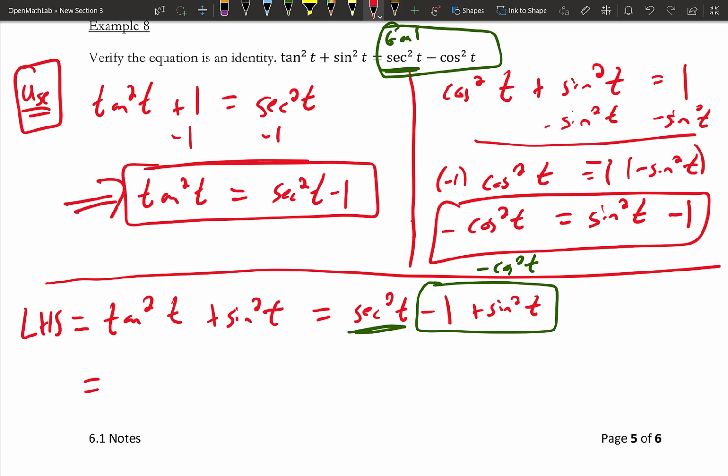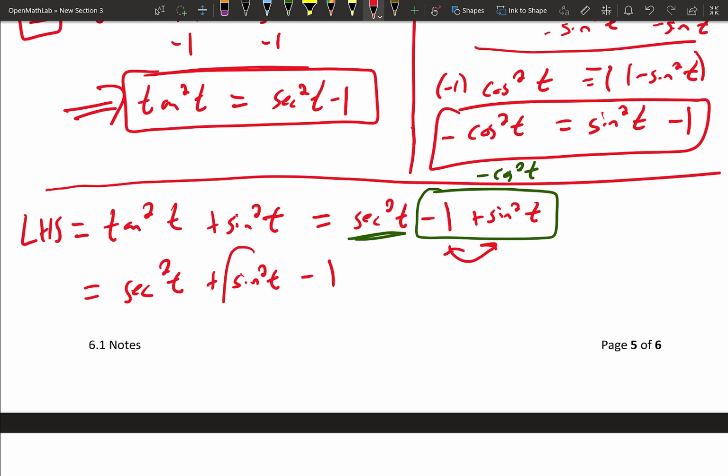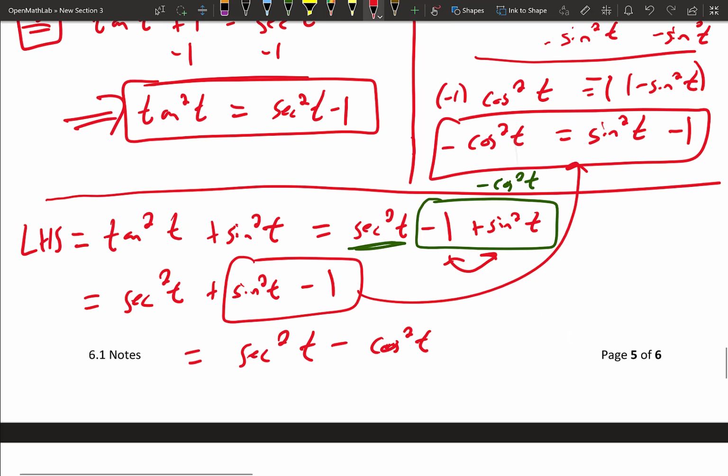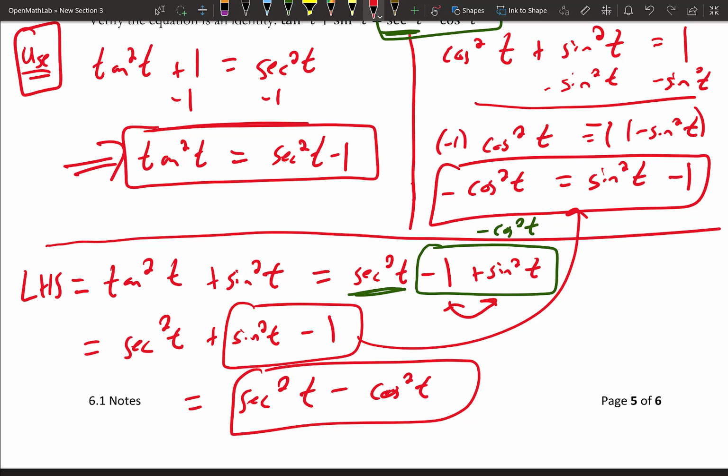So it turns out this would be equal to secant squared t, and we can swap the order of these two terms using the commutative property. So this would be plus sine squared t minus 1. And then we know this part is equivalent to negative cosine squared t. So this would be equal to secant squared t minus cosine squared t, which is exactly what we wanted. So this is equal to the right-hand side.